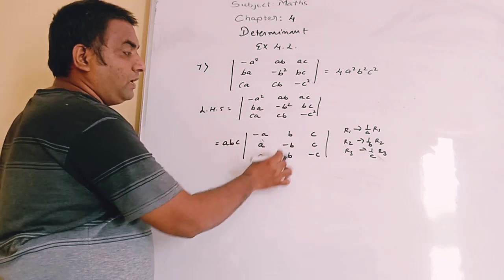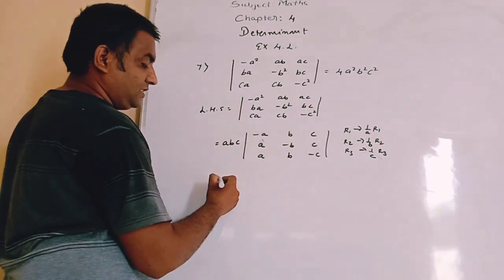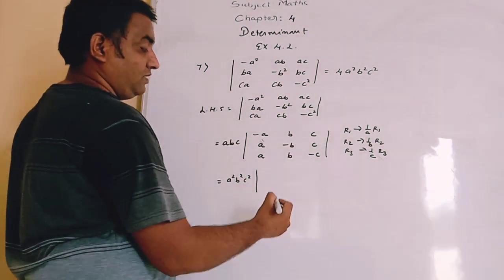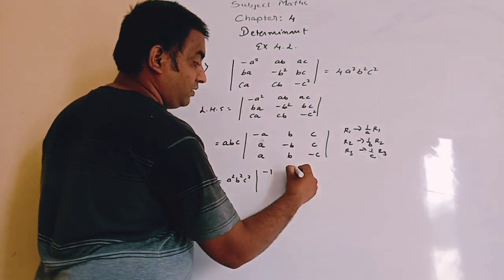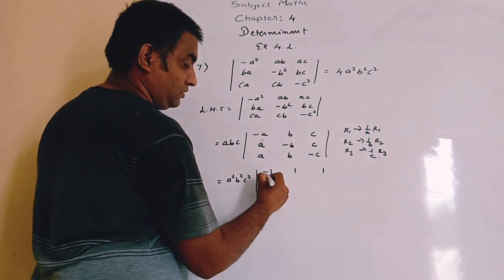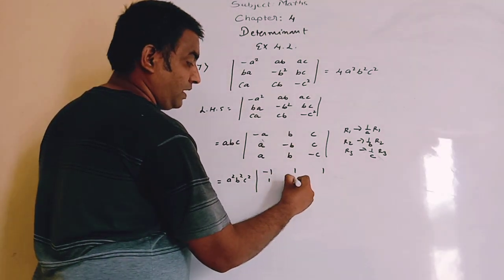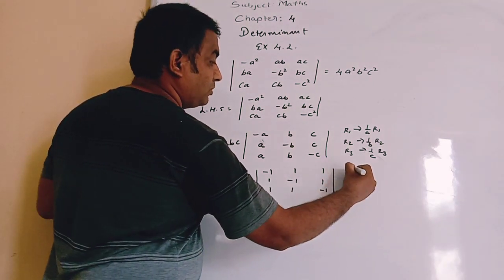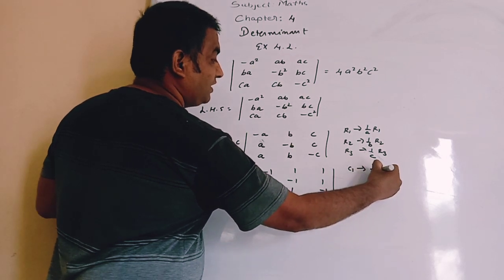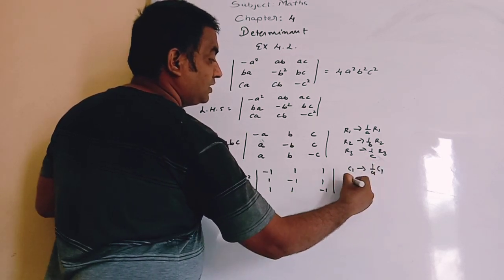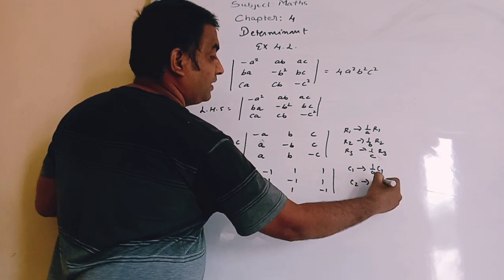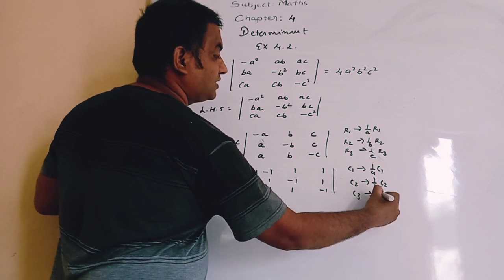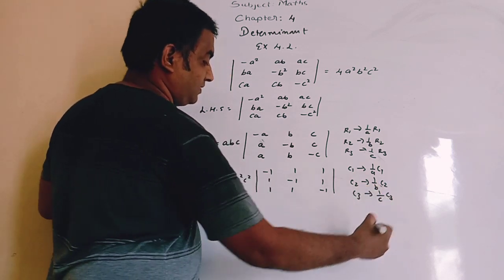Again now for the columns we multiply by 1 by a, 1 by b and 1 by c. So a square b square c square, and we have the determinant with rows minus 1, 1, 1; 1, minus 1, 1; 1, 1, minus 1. Now for the columns, C1 is multiplied by 1 by a C1, C2 by 1 by b C2 and C3 by 1 by c C3.